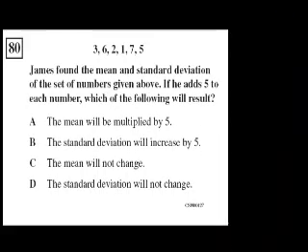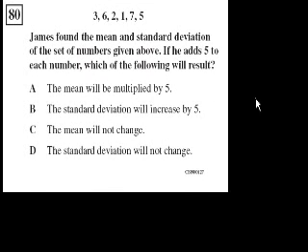Next problem. James found the mean and standard deviation of the set of numbers given above. If he adds 5 to each number, which of the following will result? All right, if you add 5, the mean will be multiplied by 5. No, that's not right. Because if you add 5 to each of these numbers, the mean will just become 5 bigger, right? You're kind of just shifting over the center to some degree, where you're measuring the center by the average over 5. Actually, I could show it to you.